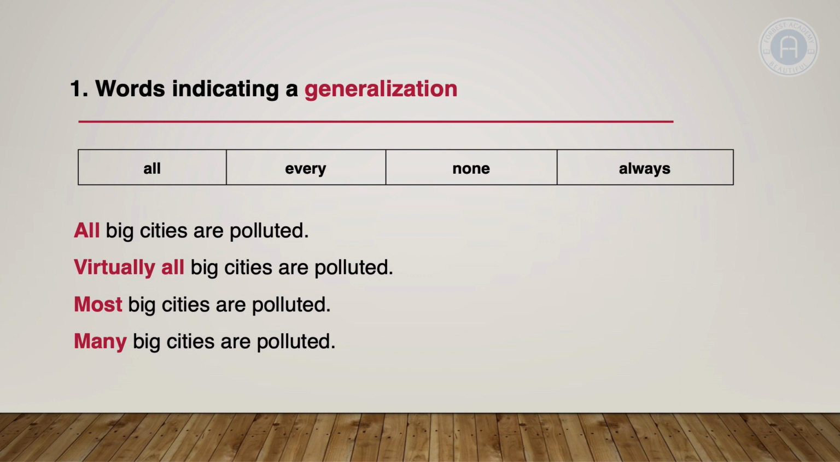So all of these statements are different. If in the question you have a statement like all big cities are polluted, and in the text you have any of the other 3, then that statement would be false. Let's move ahead and talk about the next set.